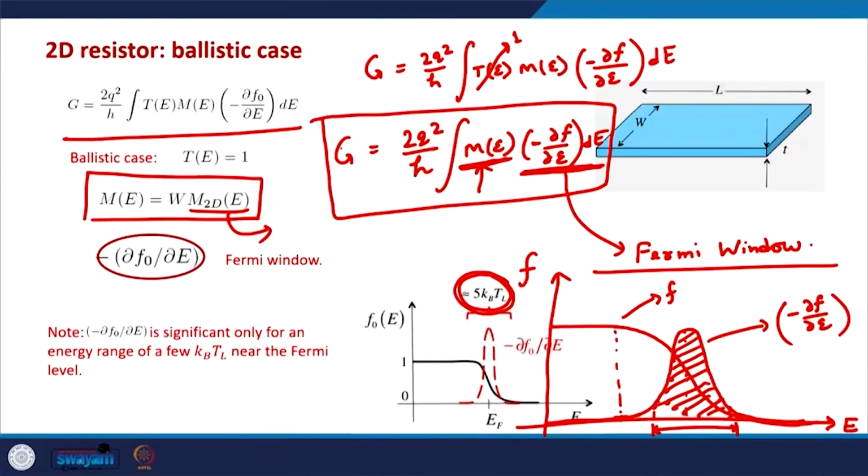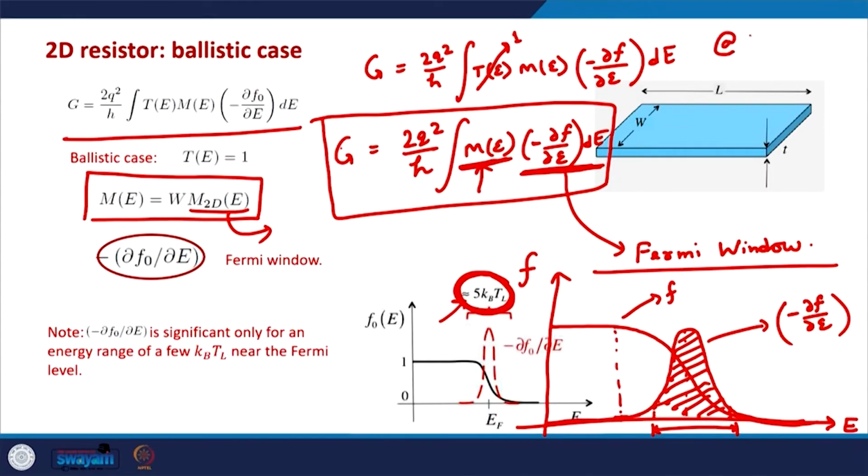That can be assumed to be the Fermi level of the device in steady state, and around that value in a few kT energy range only this Fermi window function will be significant. Also, it is a function of temperature as well. At higher temperatures this Fermi window will be broadened, at lower temperatures this Fermi window will be shrunk. So, at very low temperatures at around 0 Kelvin this Fermi window becomes a delta function actually.